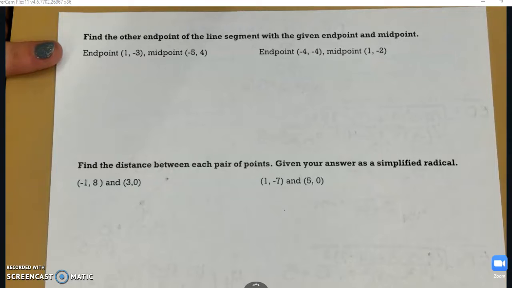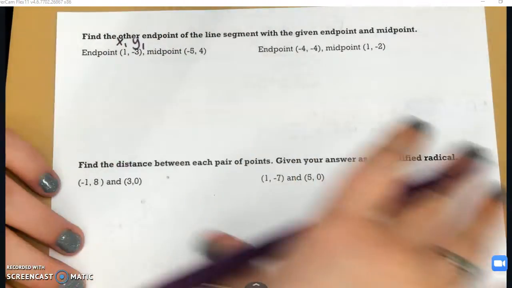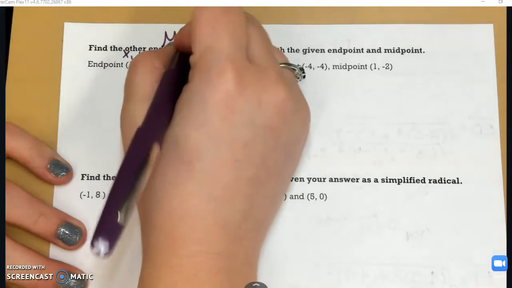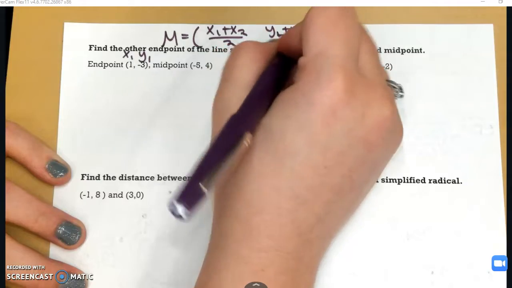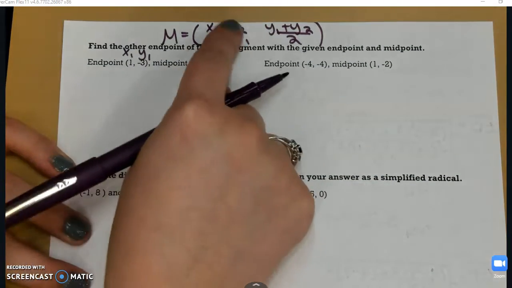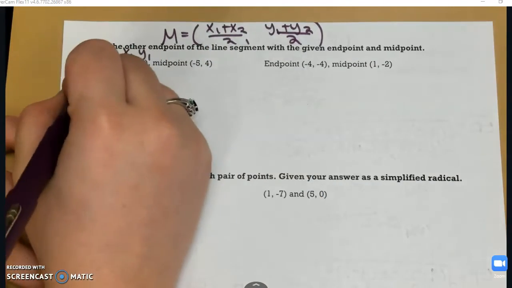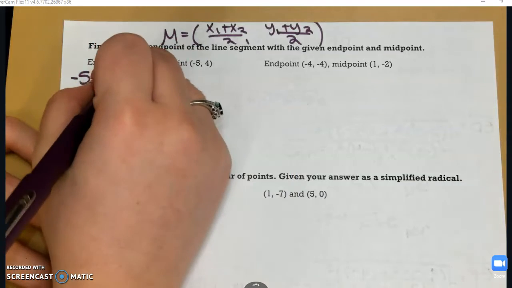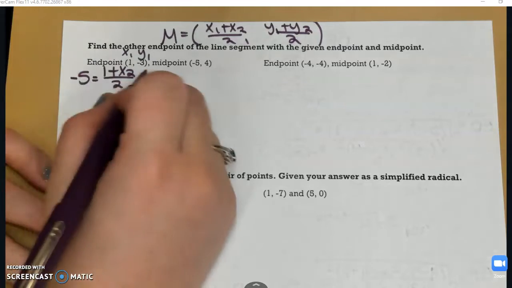On these first two, we are now given an endpoint and the midpoint, and we want to find the other endpoint. So essentially what this is giving you is your x1, y1, the midpoint, and you need to find x2 and y2. So remember, your midpoint formula is this. So let's look at each value individually. The x value for my midpoint is negative 5, and that comes from this calculation, x1 plus x2 over 2. So negative 5 is equal to 1 plus x2 divided by 2, and I'm going to solve this equation for x2. First, I multiply both sides by 2.